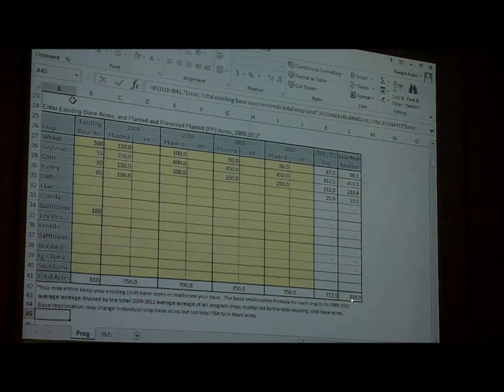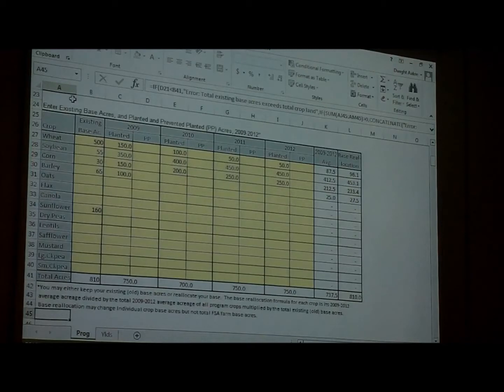You're going to end up with 810 acres of base. In this particular example, the plantings were less than that. That's irrelevant. If this particular farm planted 10 acres of corn in 2009 and followed the rest of the farm and followed it the rest of the years, they'd end up with 810 acres of corn base. How odd is that? But that's the way it works.